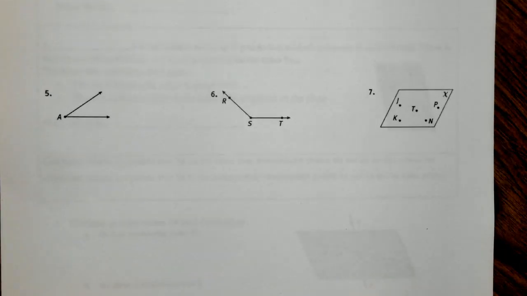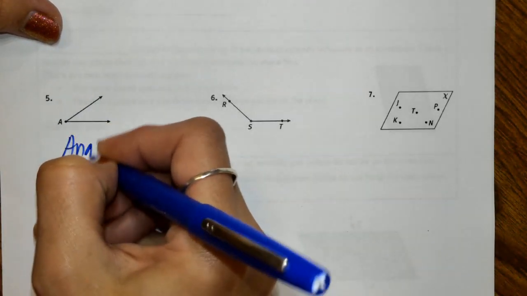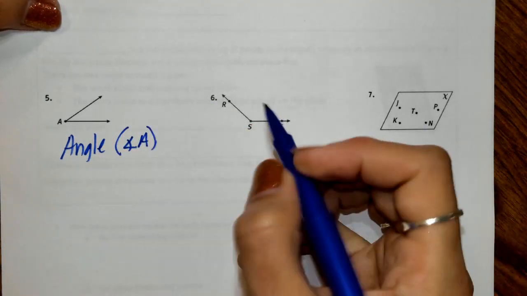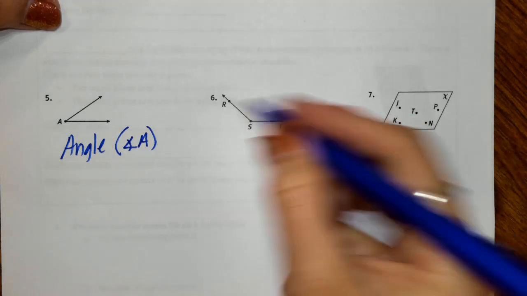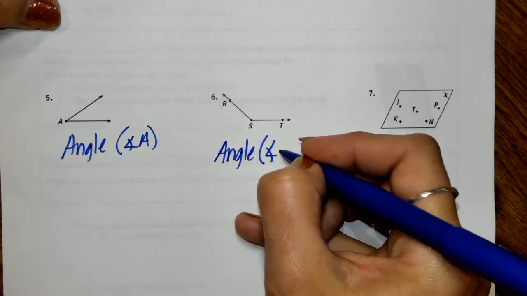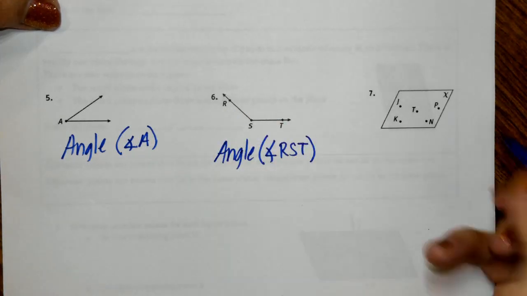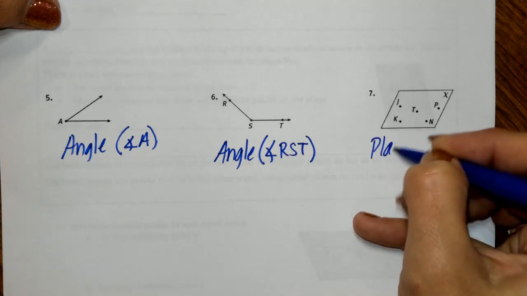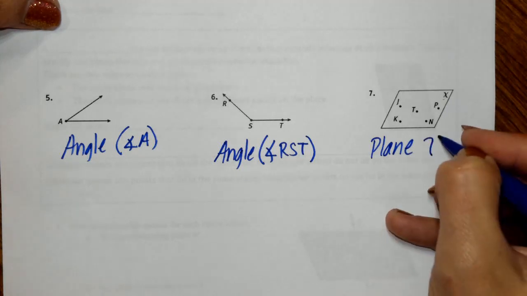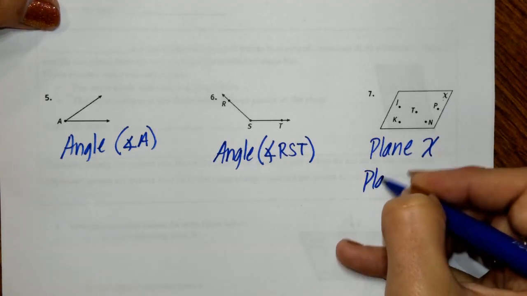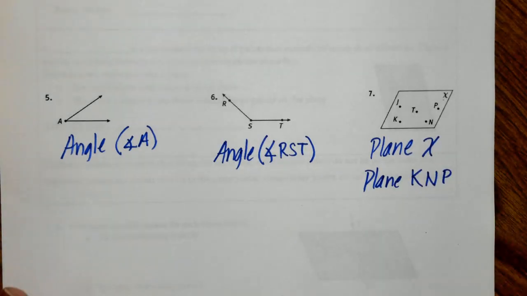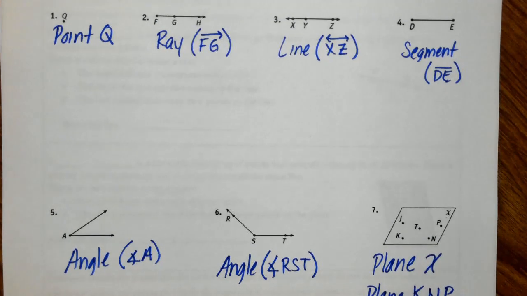Next, we take a look at number 5. 5 is an angle. And the way we can name this is angle A. That's how I make my angle sign. Number 6, we're going to have another angle, but this time we have more than just one letter, so we can name this, say, angle RST. And then number 7 will be a plane, and we can name it by the uppercase script, plane X, or just grab 3 points, just any random points, say K, N, P.